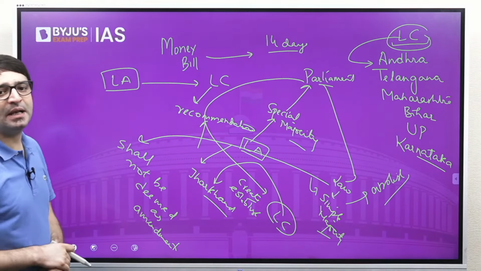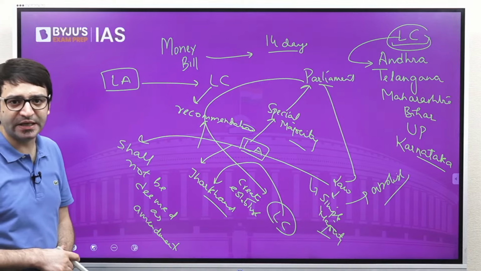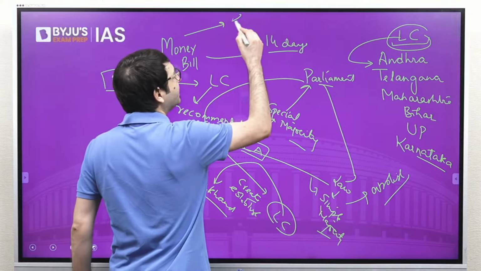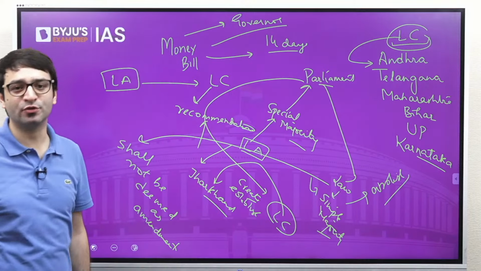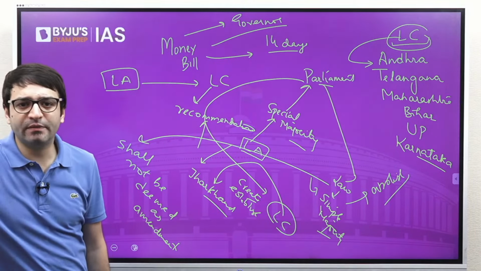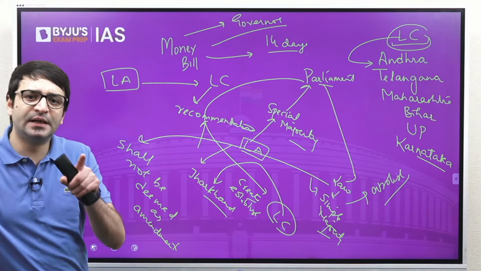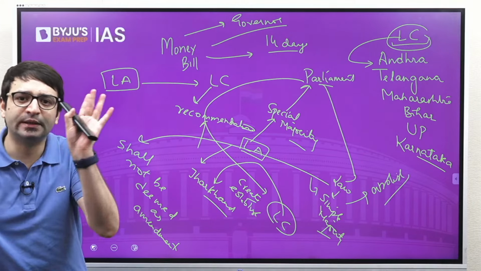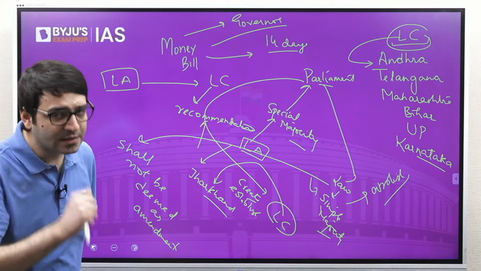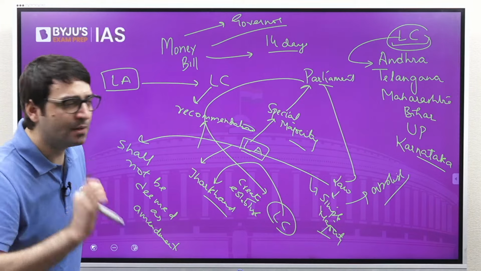And once this money bill is passed by both houses of the state legislature, it is sent to the governor of that state. This is where you might have a confusion. What are the options available with the governor? Governor is under an obligation that the governor, he or she, cannot do one thing. And what is that one thing that governor cannot do vis-a-vis a money bill?